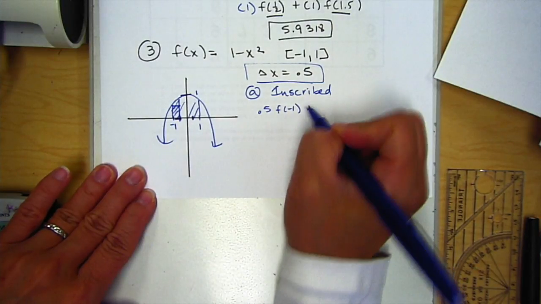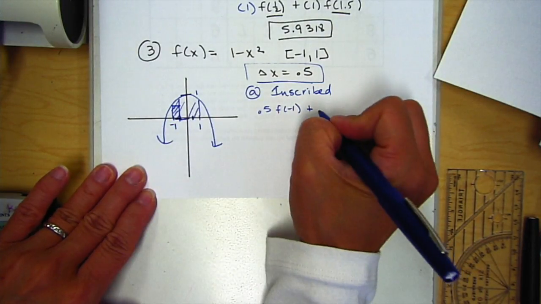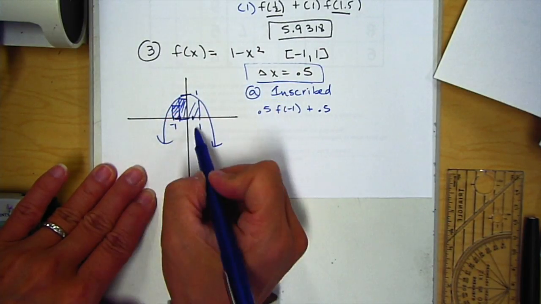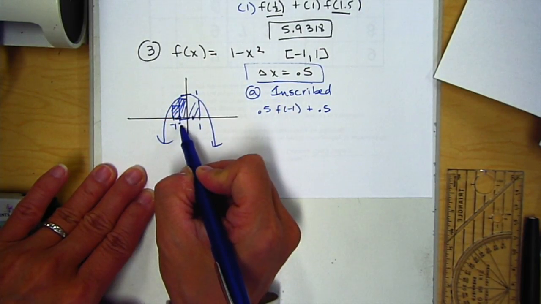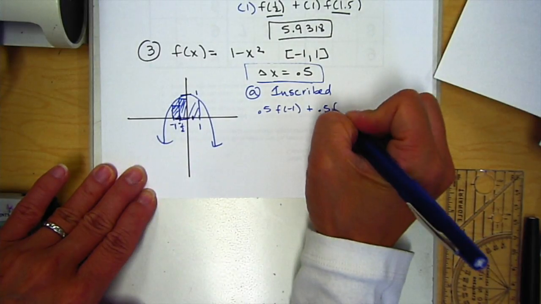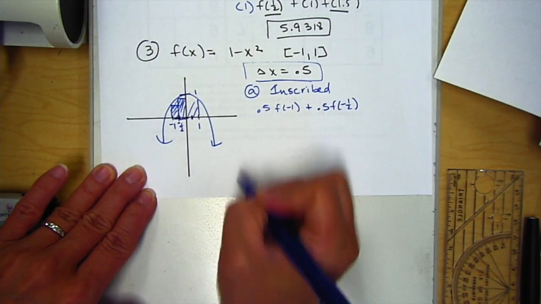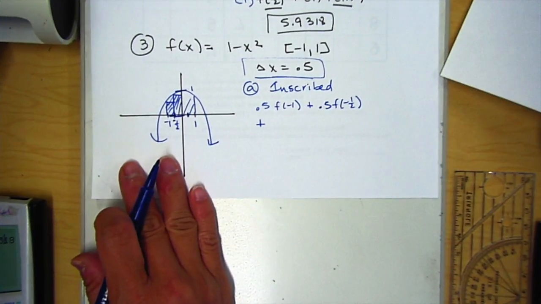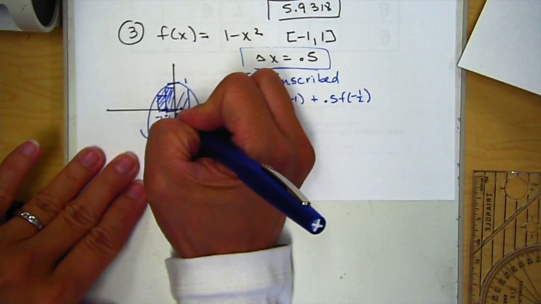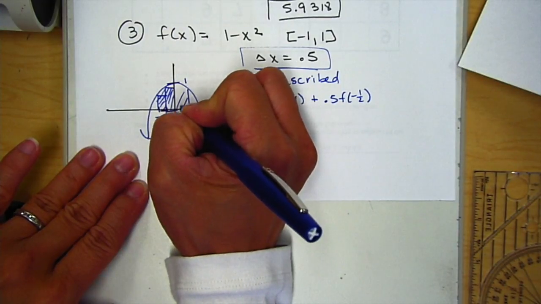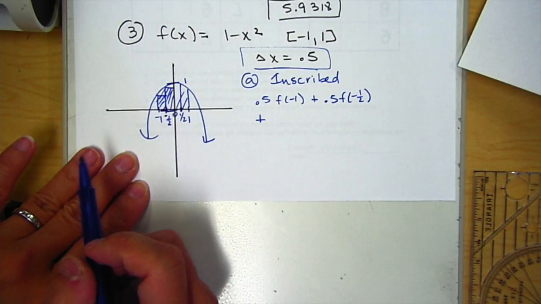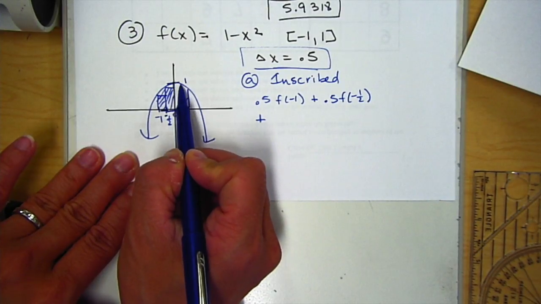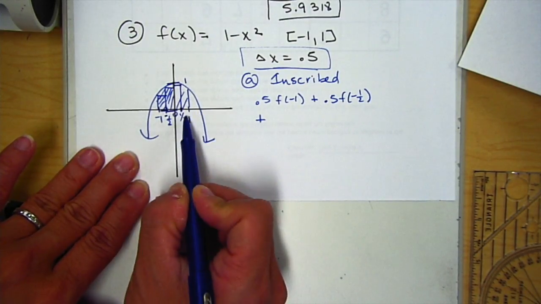Plus, same thing here, the next width is 0.5. Notice I'm going to hit on the left side again, so this is -1/2. So the next height would be at f of -1/2. Plus, you're going to have a total of 4 rectangles. Now, when you start going on the right side of the graph, this is 1/2 here, this is 0. In order to be inscribed, notice if you hit it on the left side at 0, you're going to go over. So this time, you're going to actually hit it at 1/2.